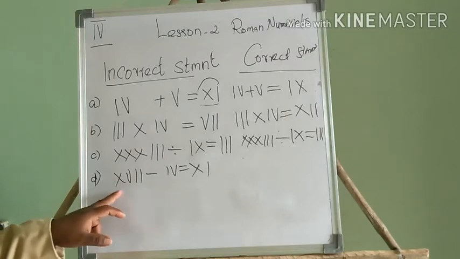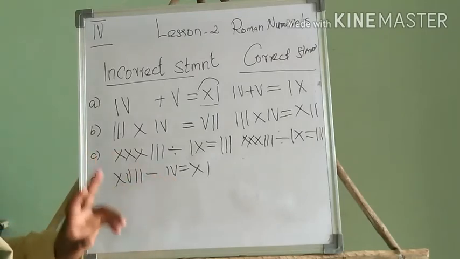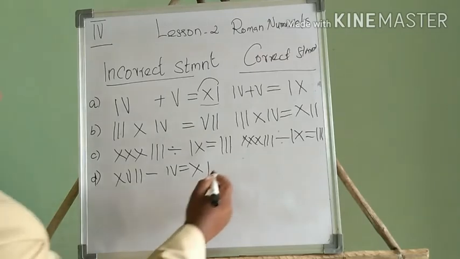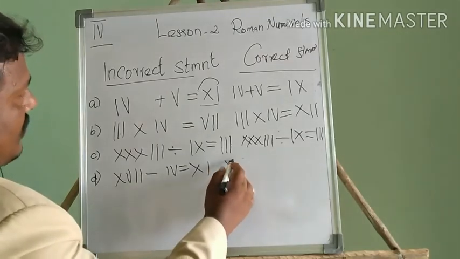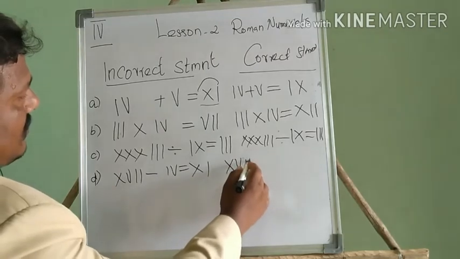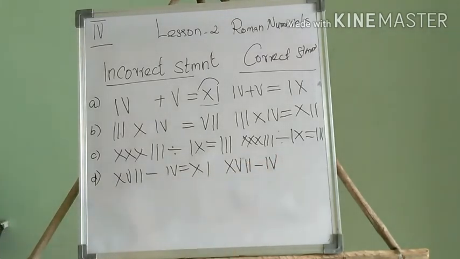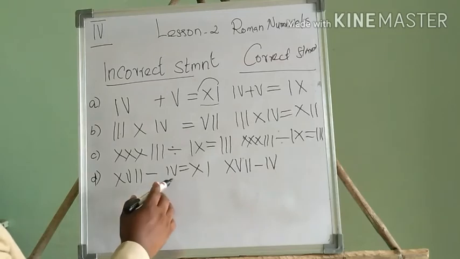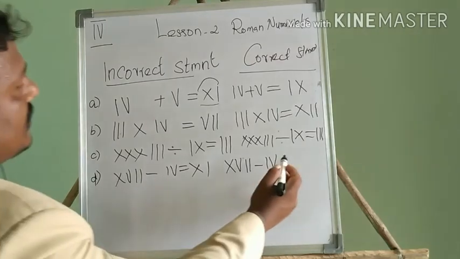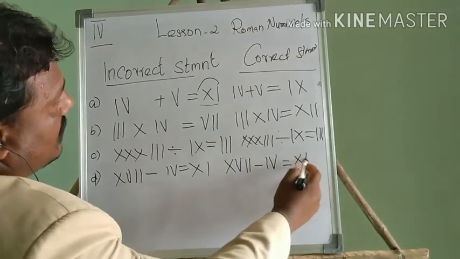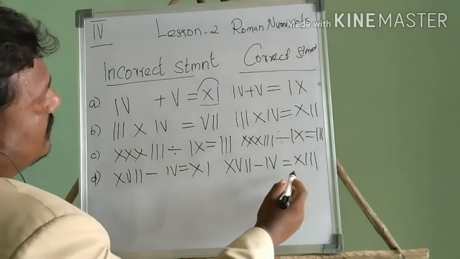Then the fourth one, 17 subtract 4. They have given 11. But what is the answer? 17 minus 4, 13. So 13 is the answer. How can we write it? 13. This is the answer.